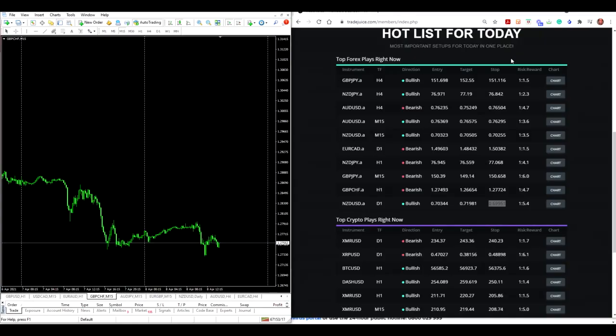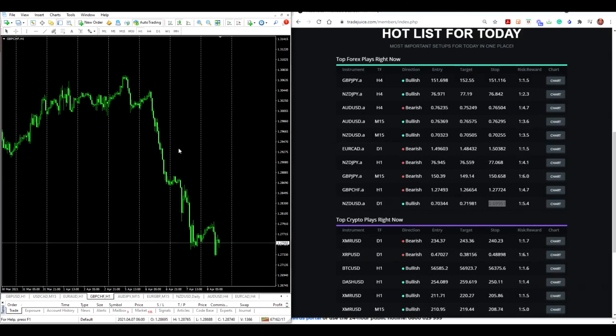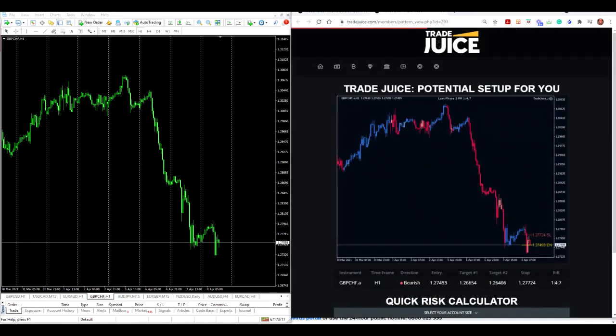So I'm on the hot list for today on the Tradejuice members area, and at the moment I'm looking at the pound CHF, Swiss franc, 15 minutes. Let's put it up to the 1 hour chart. I've got a signal that I can enter pretty soon, and I'm going to go short. It tells me where to enter, the target, and where to place my stop. There's my MT4 chart, and there's the Tradejuice chart telling me the entry, stop, and the targets.